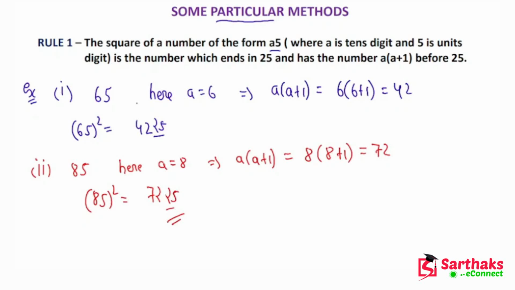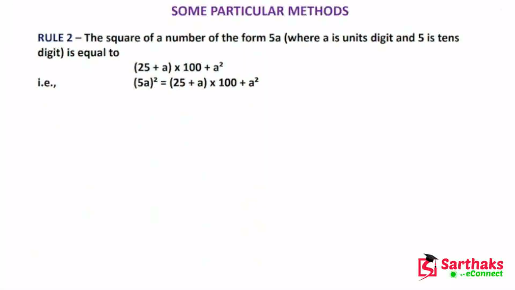Similarly, we have another rule which says that the square of a number of the form 5A, where it is also a two-digit number but starts with 5. So this is for 50, 51, 52, 53 until 59. Here A is the unit digit and 5 is the tens digit. The square equals 25 plus A into 100 plus A square. That is, 5A square equals 25 plus A into 100 plus A square.